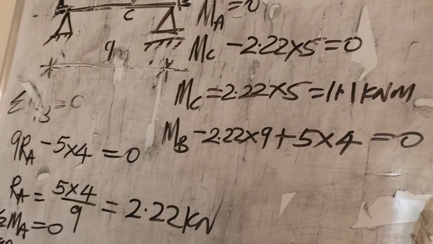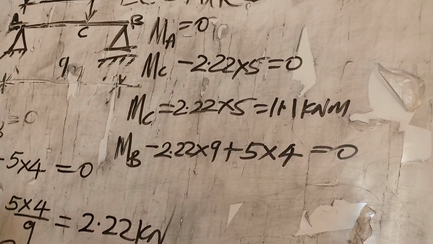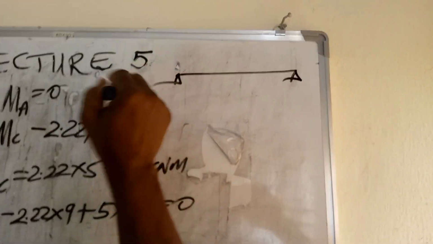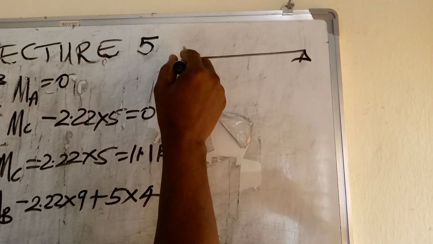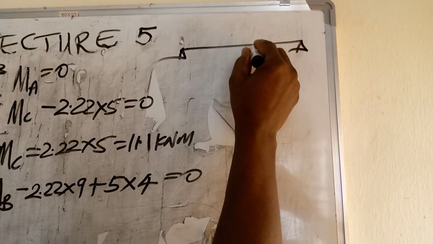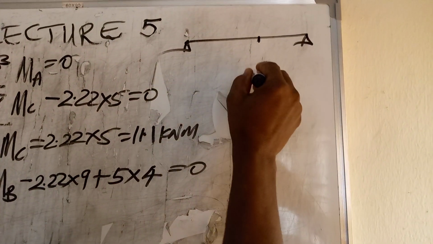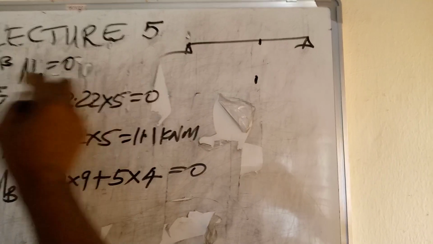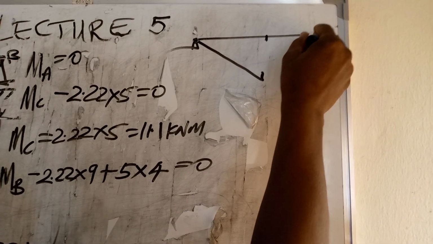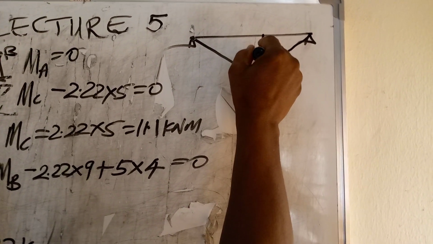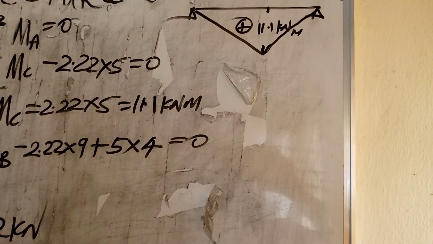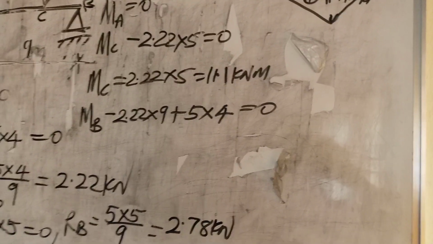Now I can draw the bending moment diagram. This is the beam. At point A, bending moment is 0. At C, somewhere here, bending moment is 11.1. It's a linear graph. This is 11.1 kilonewton meter positive. That's the bending moment diagram.